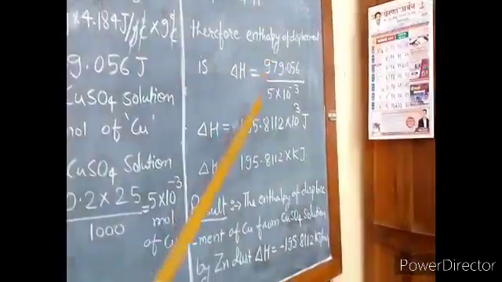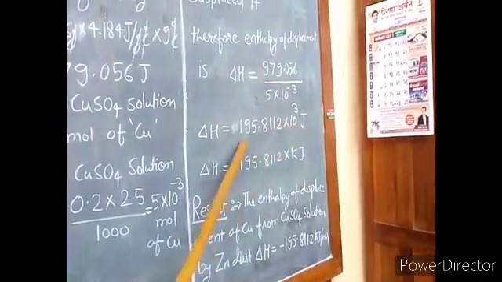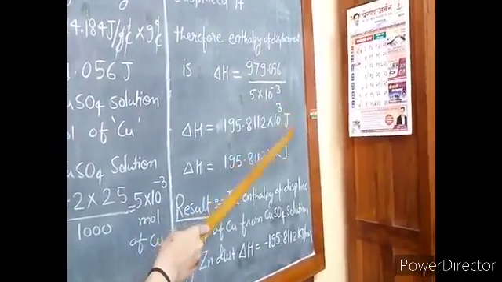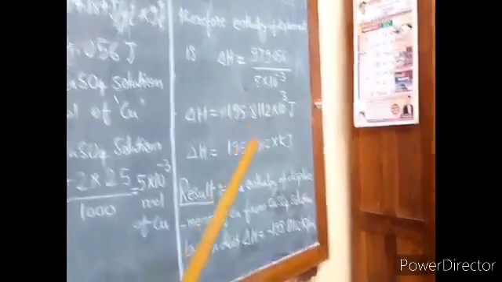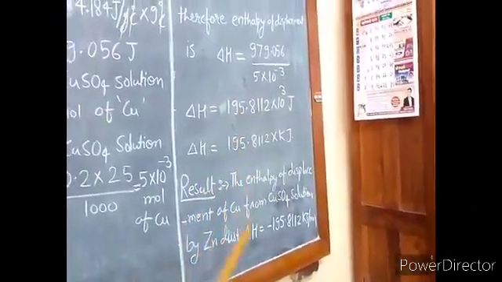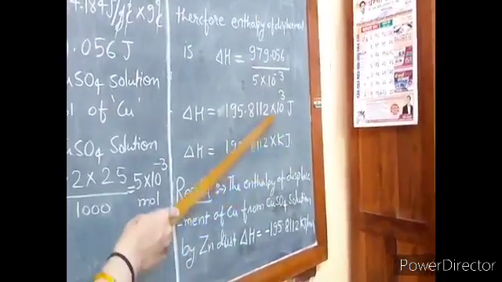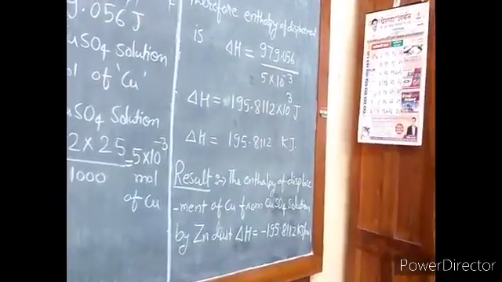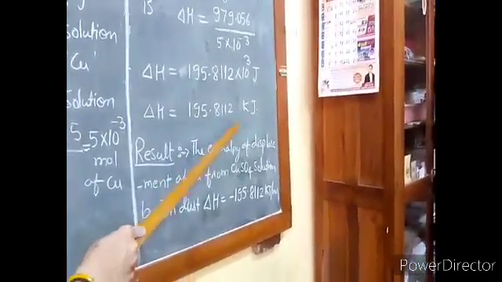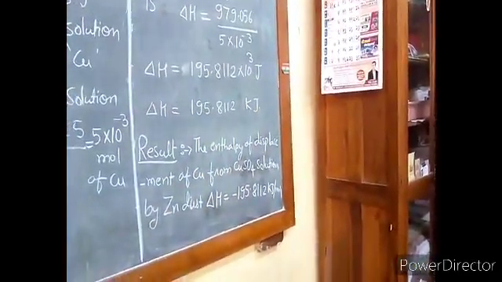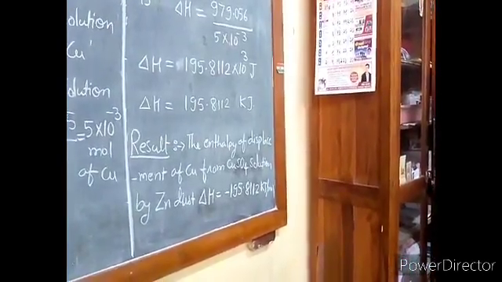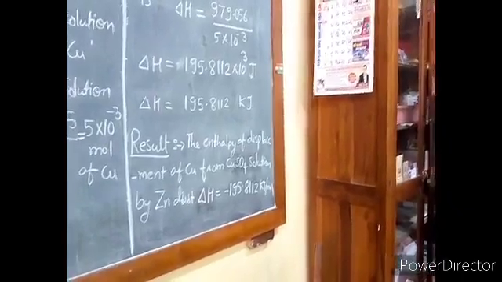So when you divide it, the answer is coming in joule. It is 195.8112 into 10 raised to the power 3 joule. You know very well 1 kilojoule is equal to 1000 joules. So if you have to convert this in kilojoule, you have to divide it by 1000. So in kilojoule, the delta H is 195.8112 kilojoule.